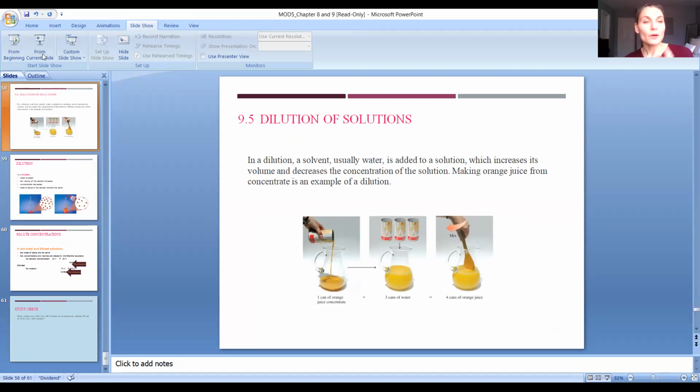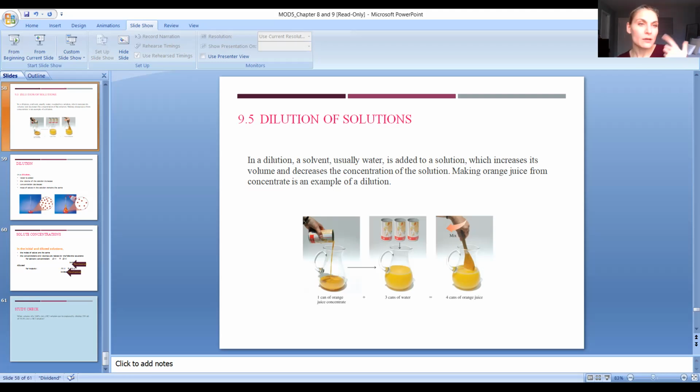The next thing we're going to discuss is the idea of dilutions. When we discuss molar concentration, it could be 12 molar, so it's 12 moles of your solute over the liters of the solution. It could be 0.25 molarity. When we discuss dilutions, you're adding water to it, so you're making it less concentrated and more dilute.